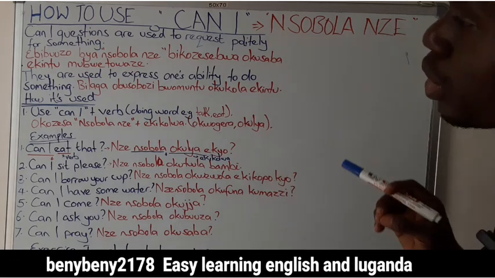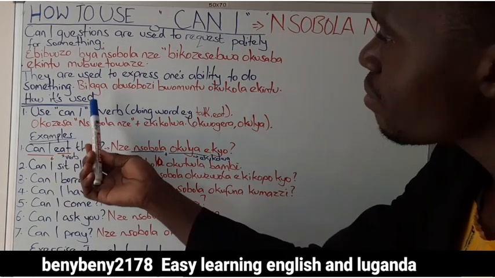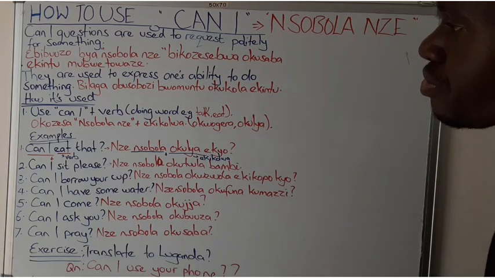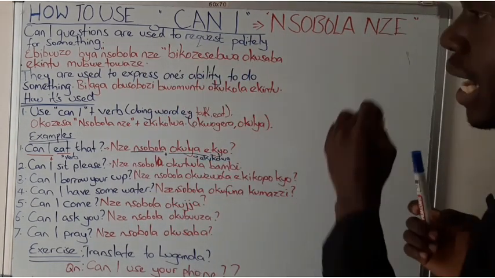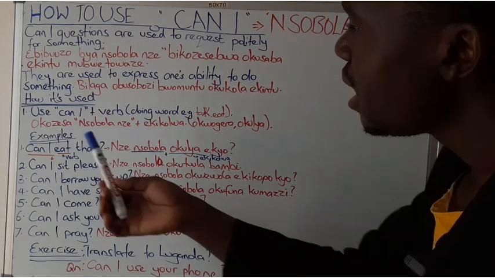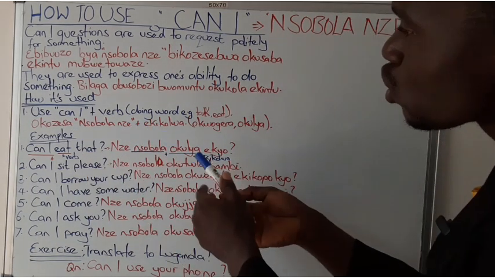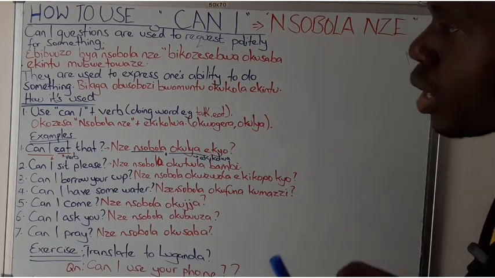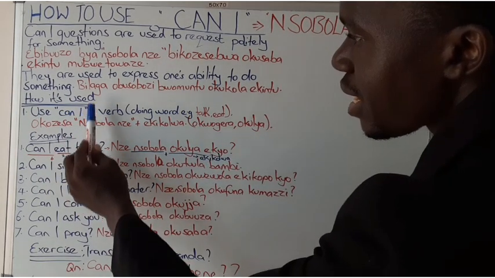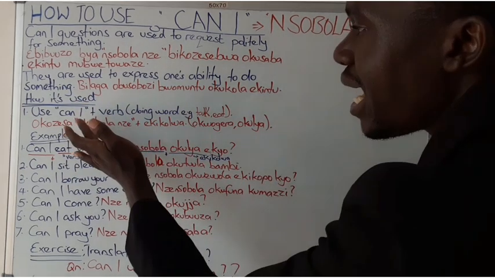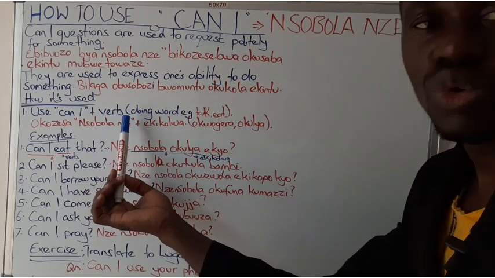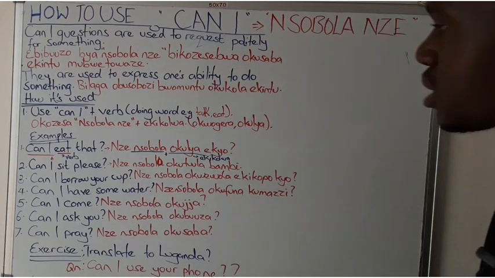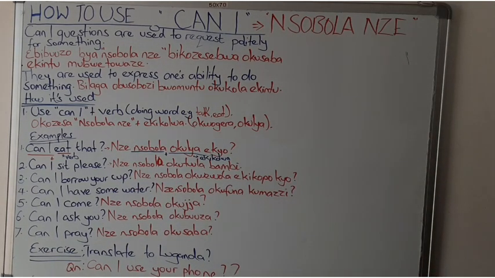Okay, so can I, we use it in this way. You say can I plus the verb. Remember, the verb is a doing word, as I've earlier told you. So okozesa otya eno can I nsobola nze mu Luganda? You say nsobola nze plus ekikolwa. So omala nsobola nze oyongerako ekikolwa ky'oli mu kukola nga bwe tugenda okulaba. One more time. You say can I, you add on the verb. So immediately after can I, oyongerako eno verb kye bayita doing word in English. Hope we are together.